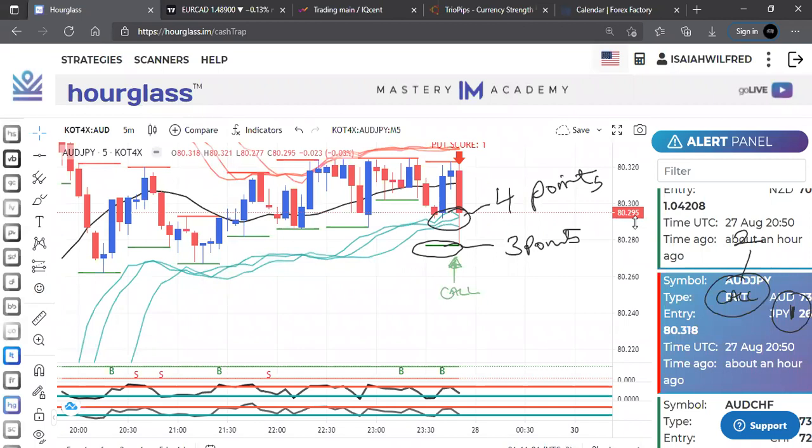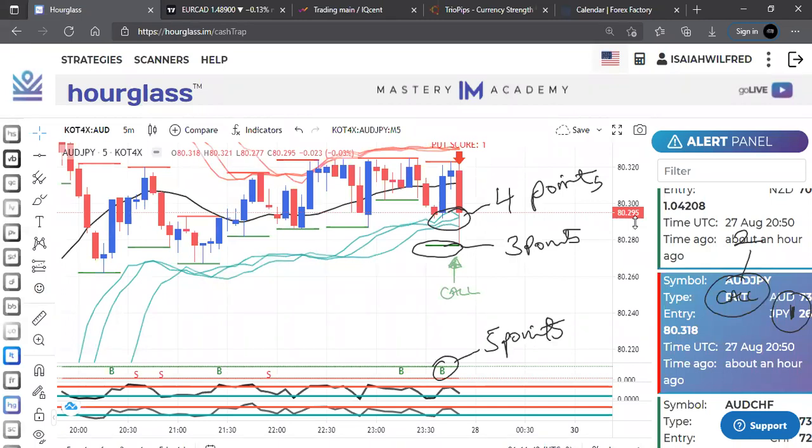Now, fifth point, what do we have there? Clara says DMI, right? So what's the DMI telling us? Clara says B for buy. B for buy, that's 5 points. Correct.